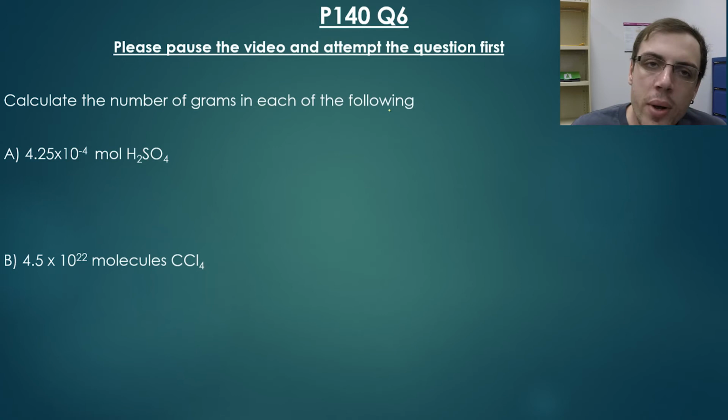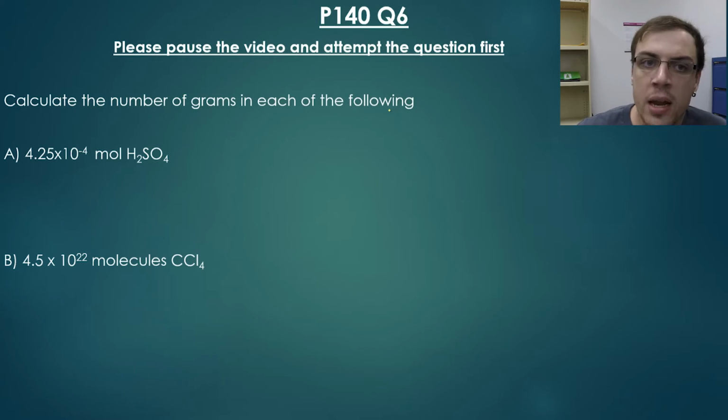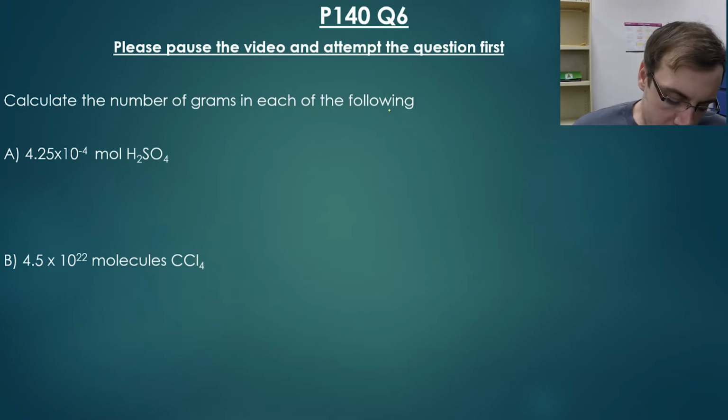Now, it's very, very important to make sure that you very carefully read the question. Again, as I said in my previous video, ask yourself, what is the question asking me to do? What does it want me to calculate? What information is it giving me? So we can see here that we have 4.25 times 10 to the minus 4 moles of H2SO4.